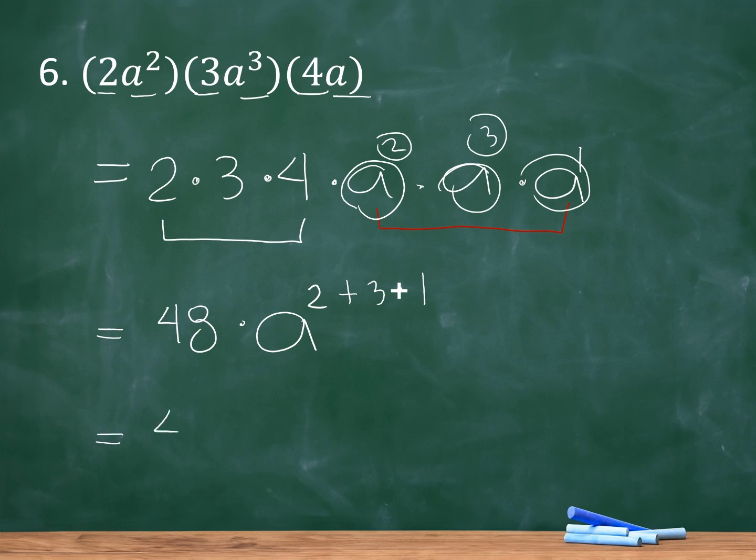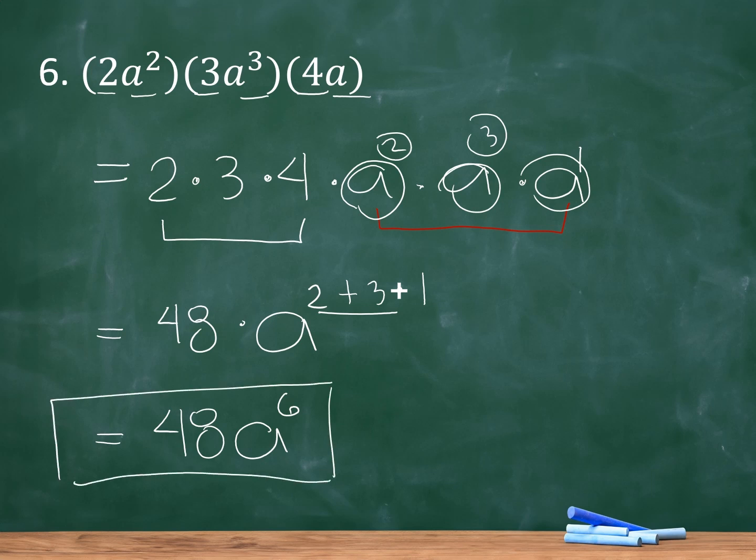So we have 24. Then we copy a. Then 2 plus 3 plus 1 is 6. So our answer is 24a to the power of 6.